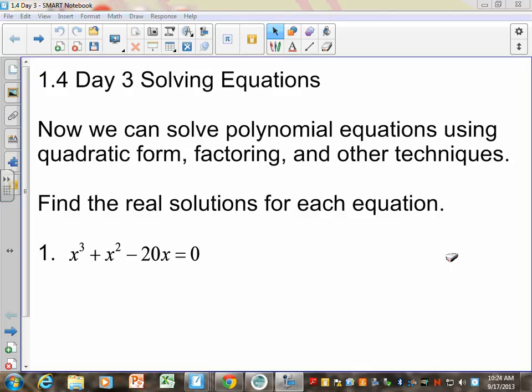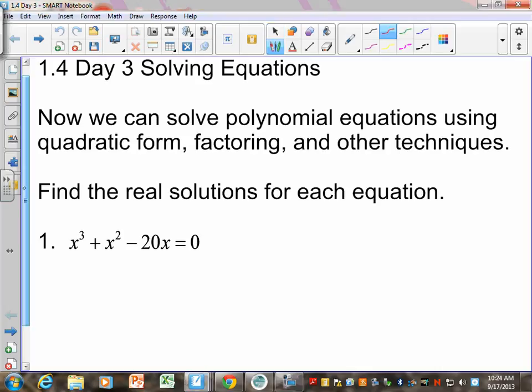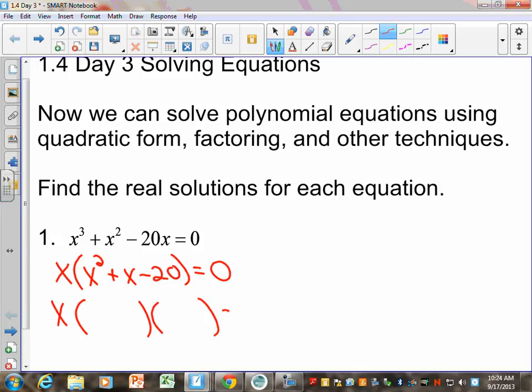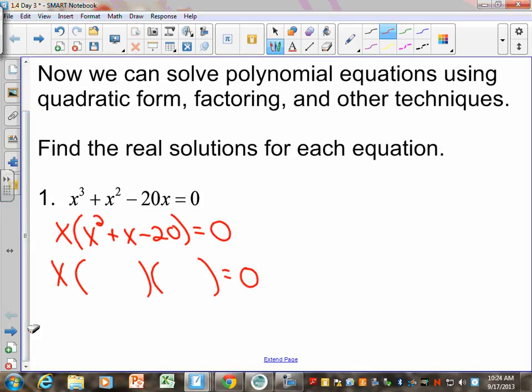So for number 1 here, what do you think would be a good first step to solve this equation? Yeah, there's an x in all of those. You don't really have to write this sentence down. That's just me summarizing what we're doing. But if I pull an x out of this, I'd be left with x squared plus x minus 20. And then I can factor this, right? I can make some more parentheses. And what multiplies to give me 20 and subtracts to give me positive 1? Positive 5, negative 4.